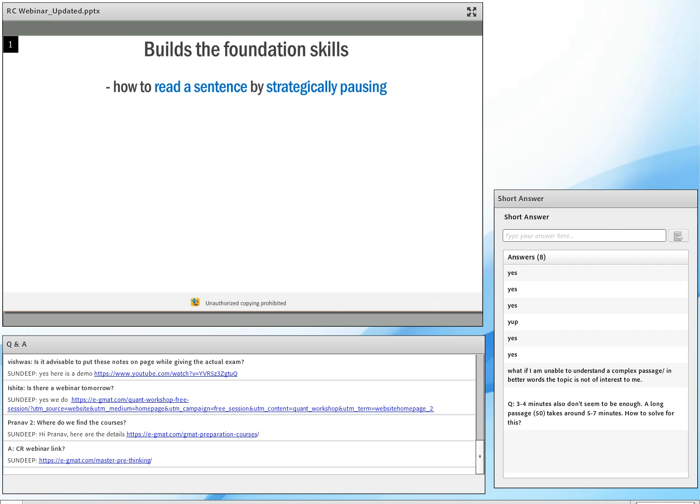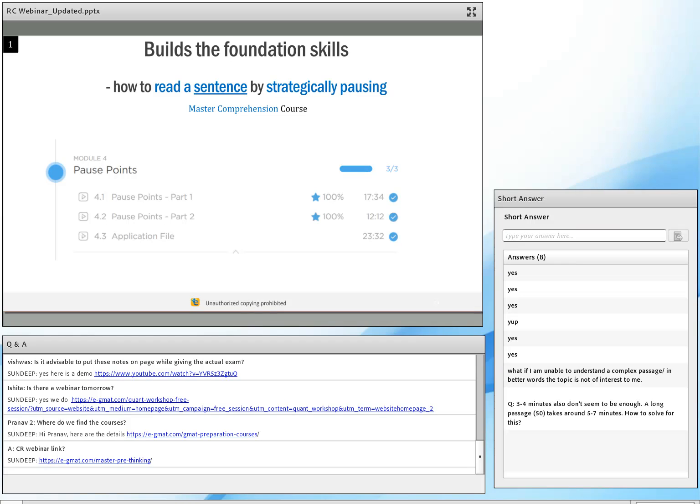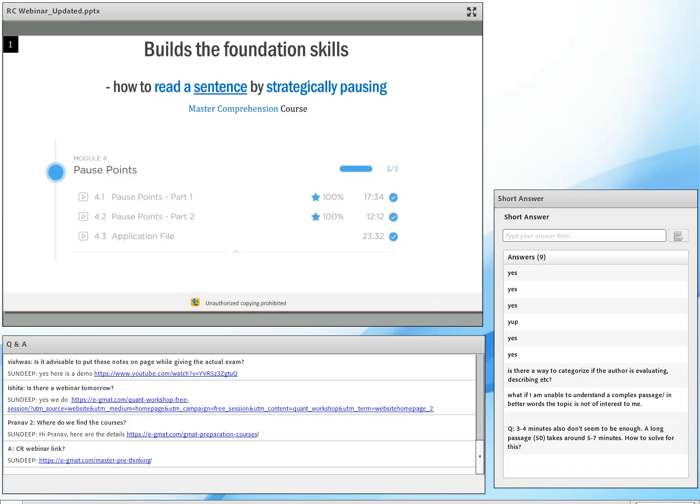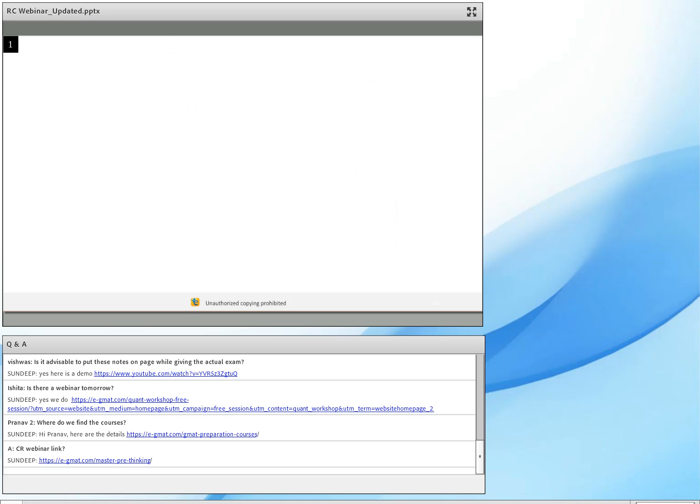So how does a 90th percentile prepare for reading comprehension? Strategically pause, read from the point of view of the author. How do you learn how to strategically pause? This is the master comprehension course that gives you the core basics for it, in which we talk about how a sentence is formed, how do you actually deconstruct a long sentence, and we evaluate you on each of these. That gives you those building blocks over there. Then we tell you where do you pause, and again we evaluate you on that as well.